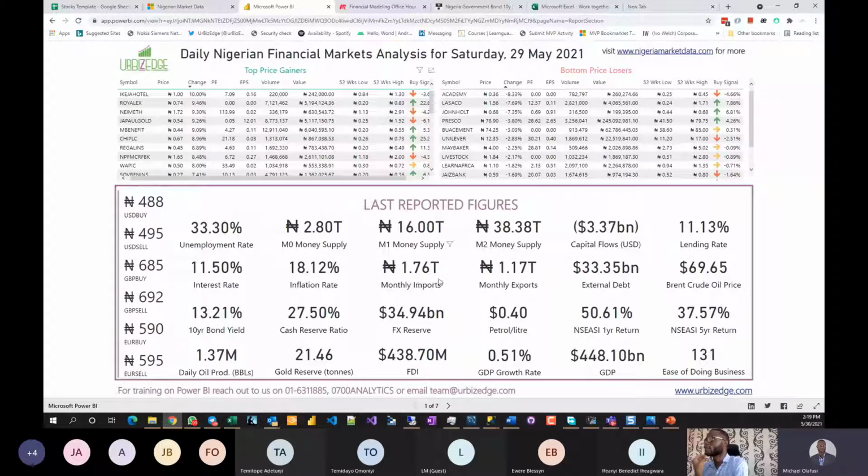And monthly import, monthly export, as you know, we import more than we export. The external debt, so everybody knows our debt is ballooning, but not everybody knows the actual figure.